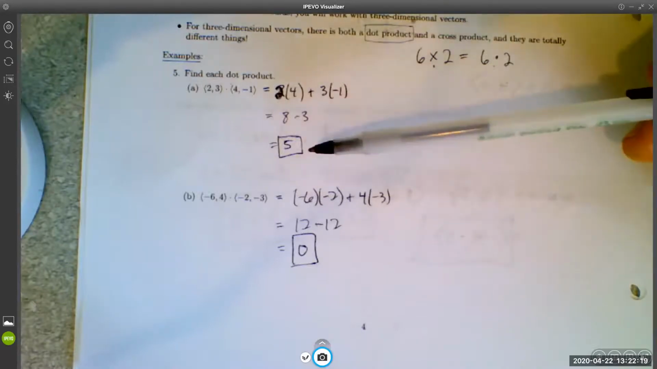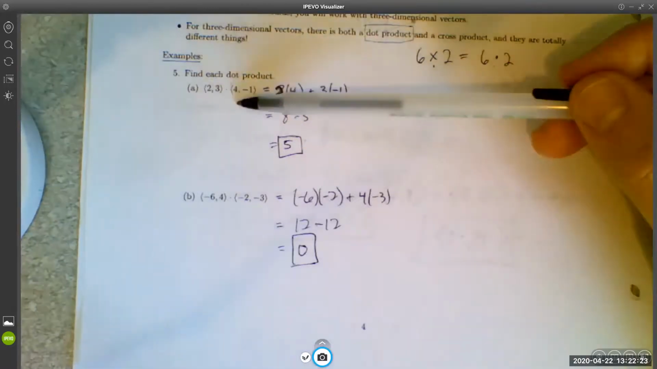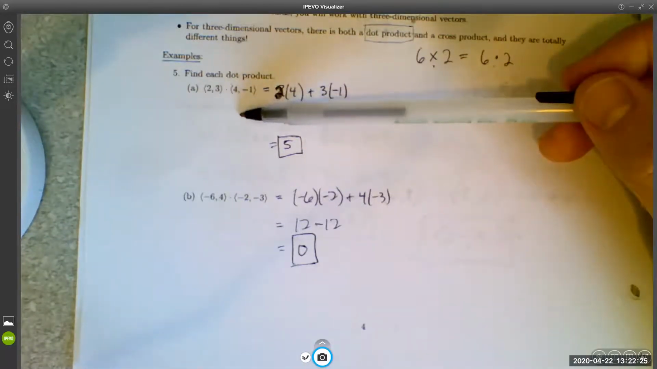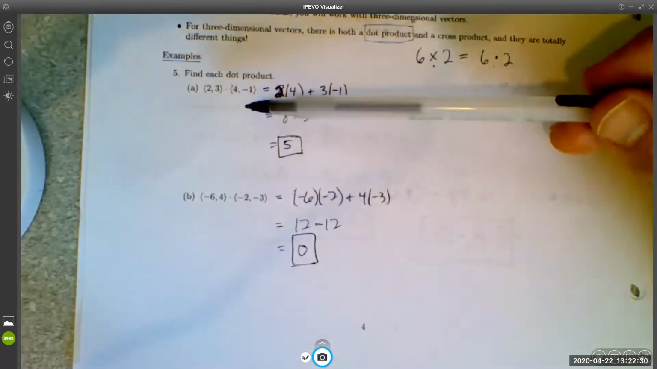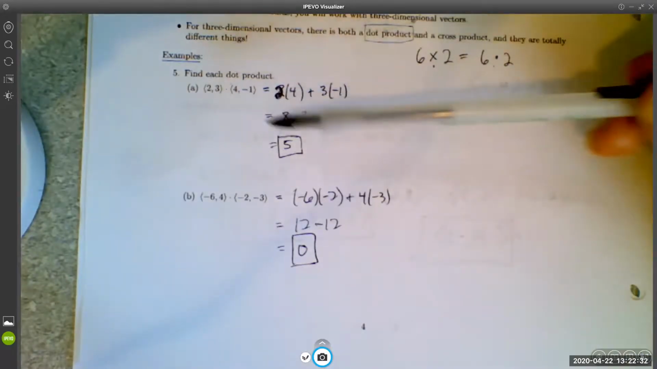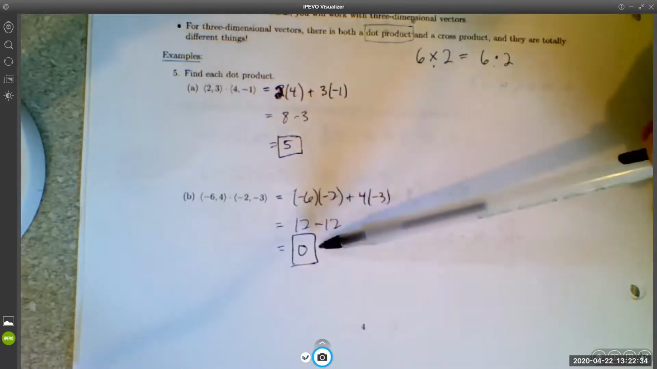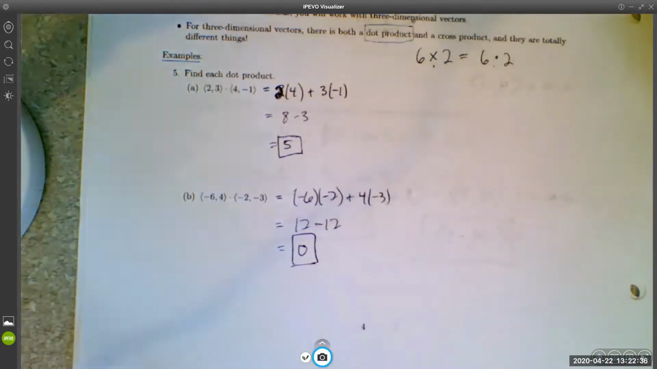If the dot product of two vectors is positive, then the angle between the vectors is acute. If the dot product of two vectors is negative, then the angle between the vectors is obtuse. And if the dot product is 0, then the angle between the vectors is 90 degrees, right? The vectors are perpendicular. So to see why those things are the case, let's take a look at the next page.